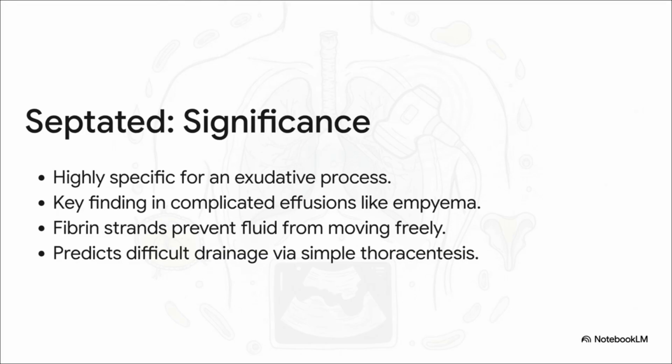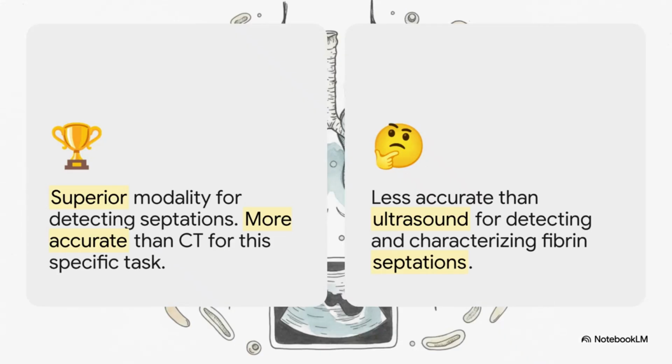Now, because these fibrin strands are trapping the fluid, it's no longer free-flowing. So the big takeaway at the bedside is this. Seeing septations is a powerful predictor that your standard simple thoracentesis is probably going to fail. You just can't drain all those little pockets with one needle.